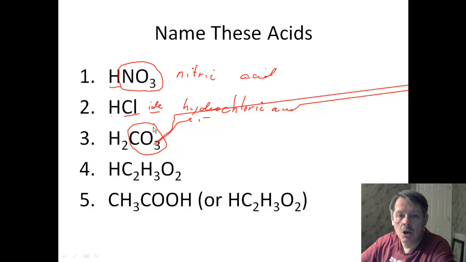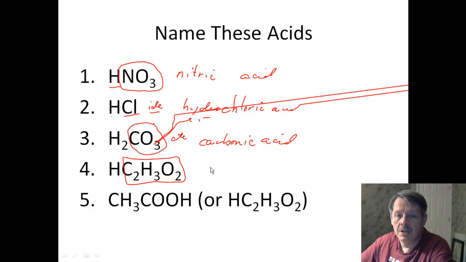Alright, how about this one? CO3 is carbonate. So ate means it's an ic acid. So this is carbonic acid. Right? How about our anion here? Our anion here is acetate. So it is acetic acid.